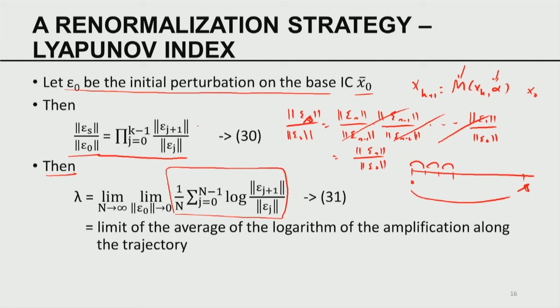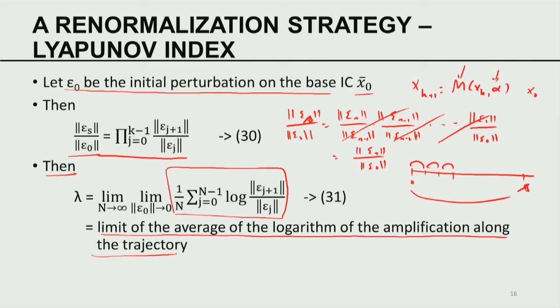So, I would like my epsilon naught to be as small as possible. I want my n to go to infinity. What is n? The number of discrete intervals of time, and that is the limit of the average of the logarithm of the amplification along the trajectory. That's the basic idea. So, I would like to be able to compute this. If I can compute 31 using a clever algorithm, I am done.